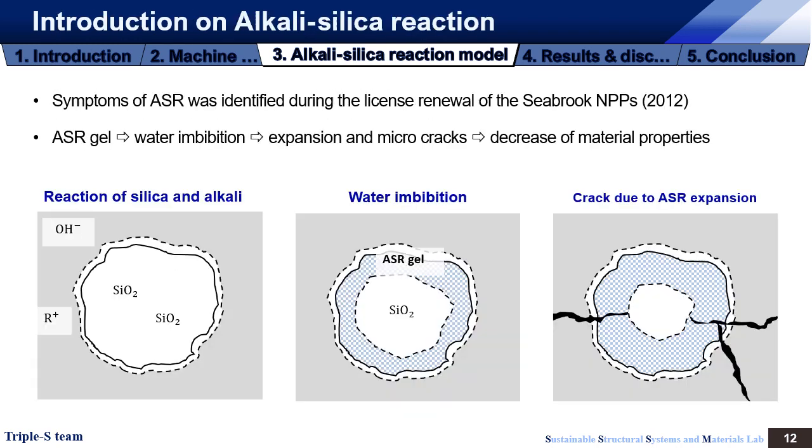In the figure, you can see the time histories match well with the target response spectrum in this study. Now I'd like to give you a brief introduction about the alkali-silica reaction. The alkali-silica reaction is the reaction between siliceous aggregate and the alkaline contents in the cement. It makes a gel which absorbs water, and this water imbibition results in expansion and micro cracks in the concrete, which means the material properties of concrete will be decreased due to expansion and micro cracks from the alkali-silica reaction.